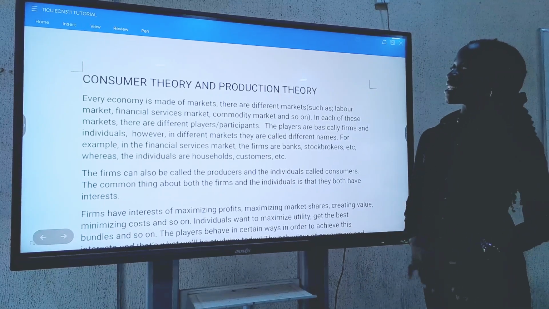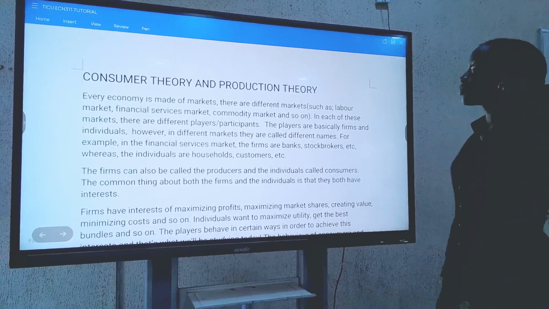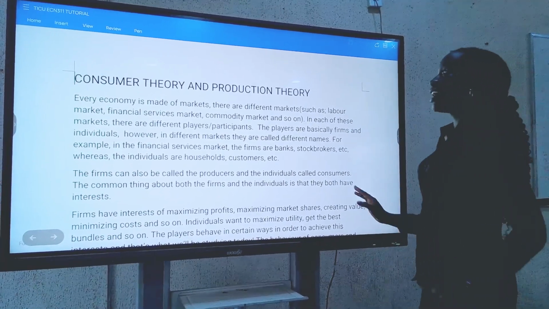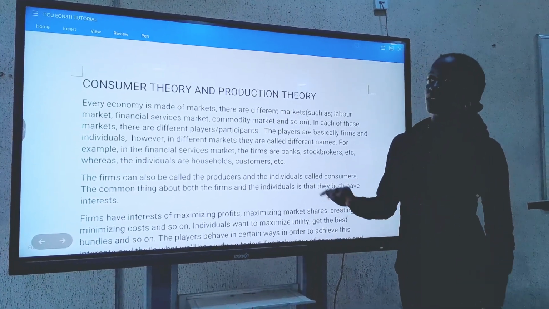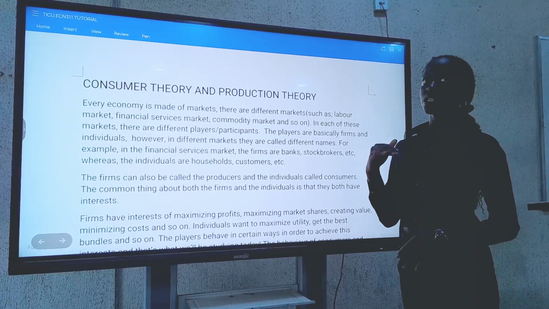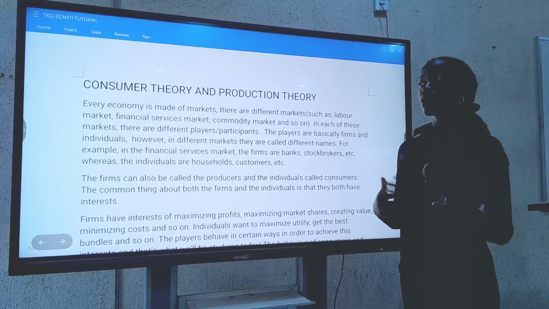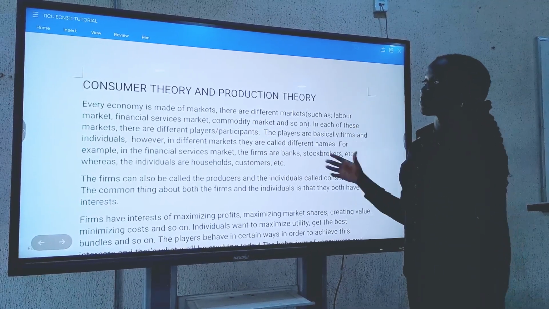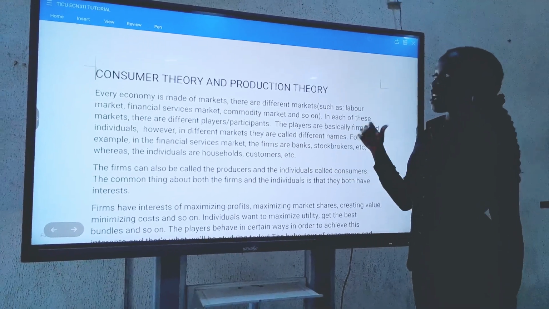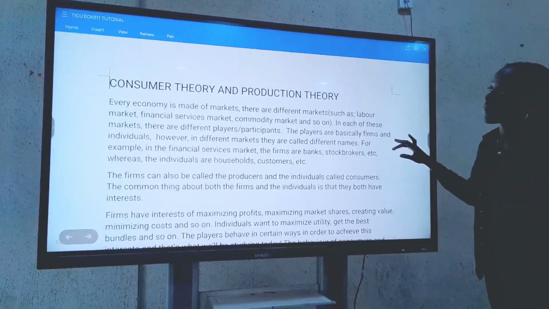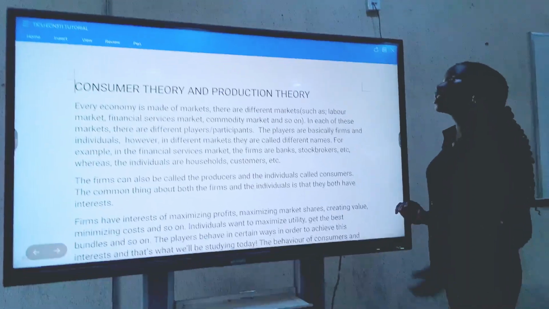I'll be taking the topic consumer theory and production theory today. And at the end of the session, the aim is that everyone should know what it is for a consumer to maximize utility and a producer to maximize inputs and minimize costs.